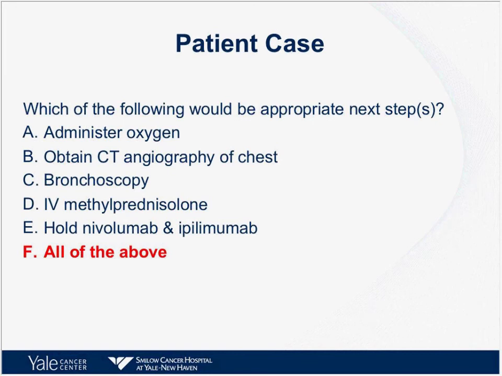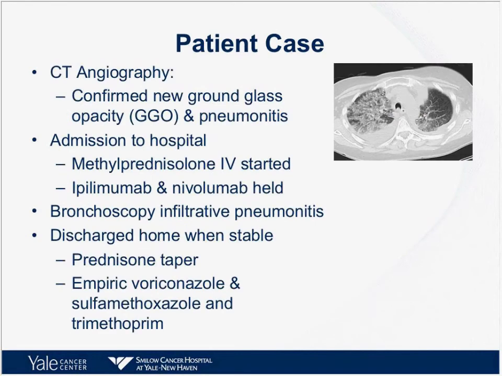So this patient clearly is in need of additional oxygen. CT scan, as I mentioned before, is really the test that's going to help delineate much more clearly if there's a pneumonitis process going on. Because the patient had an infectious process going on, it was also recommended that they undergo a bronchoscopy to really help delineate whether or not there were 2 processes going on. IV methylprednisolone was initiated, and certainly because of this grade 3 toxicity for this patient, the nivolumab and ipilimumab were held. So going on, the CT angiograph did demonstrate new ground glass opacity and pneumonitis.